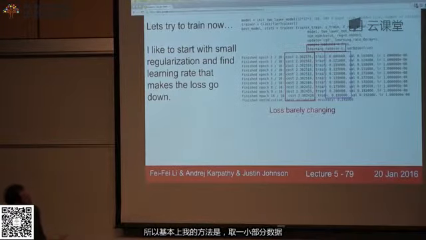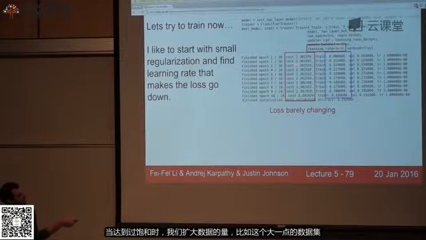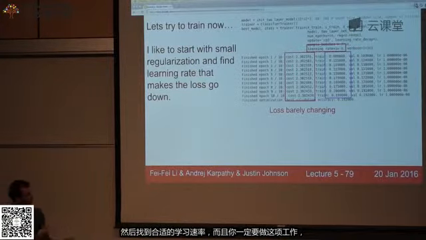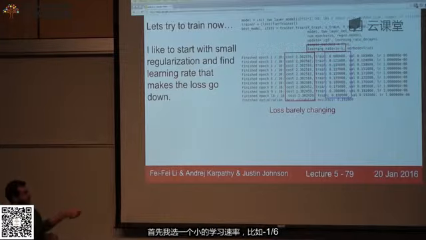Basically, the way I try to approach this is: take your small piece of data, overfit it, and now I'm scaling up to the bigger data set. I'm trying to find the learning rate that works. You have to really play with this. You can't just eyeball the learning rate. You have to find the scale, roughly.